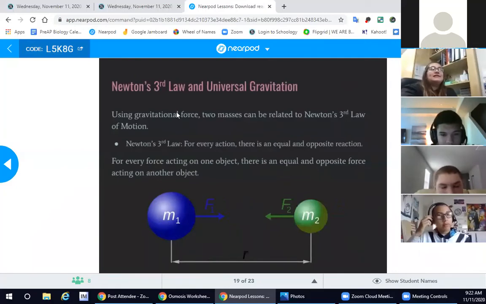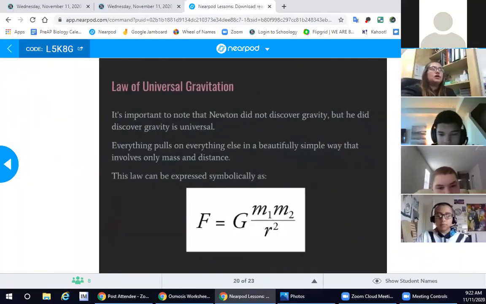So again, this does relate to Newton's third law. For every action, there's an equal and opposite reaction. Again, for every force acting on an object, there's an equal and opposite force. So it's important to note that Newton did not discover gravity, but he did discover that gravity is universal. Everything pulls on everything in a beautiful, simple way that involves only mass and distance.